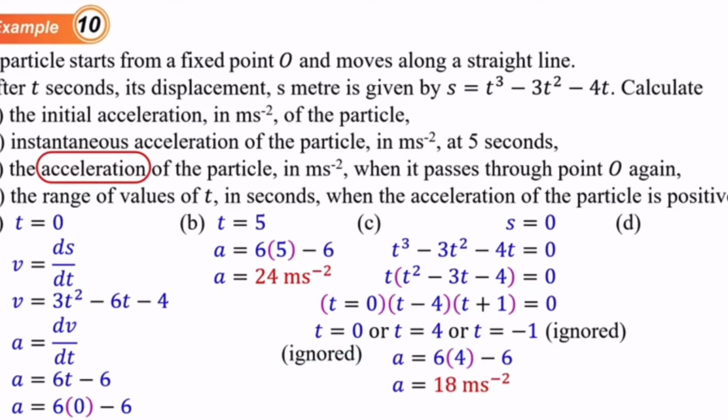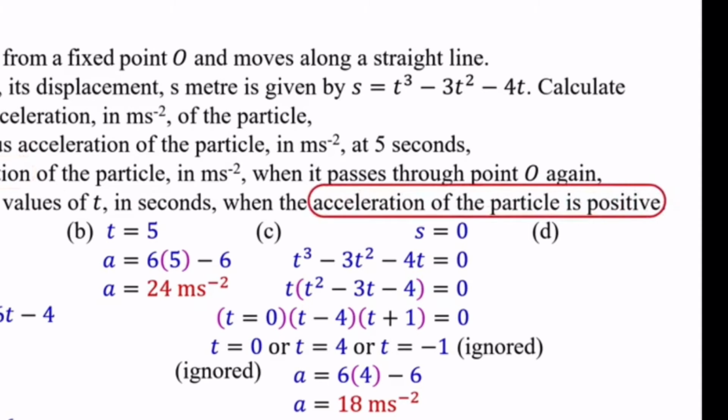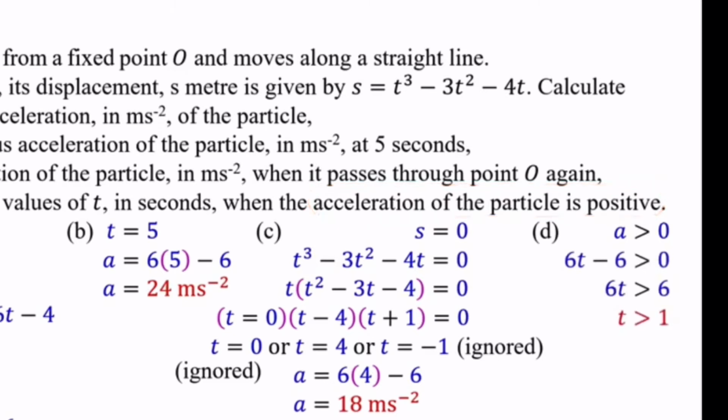Find the range of t in seconds when the acceleration of the particle is positive. So when we see positive, it's always greater than zero. So let's let a be greater than zero. If a is greater than zero, that means 6t minus 6 will be more than zero. That means 6t will be more than 6, right? So if we solve it, we will get the range of t. So t is more than 1 second. So when you have t more than 1, that is the so-called range of the time when acceleration is positive.